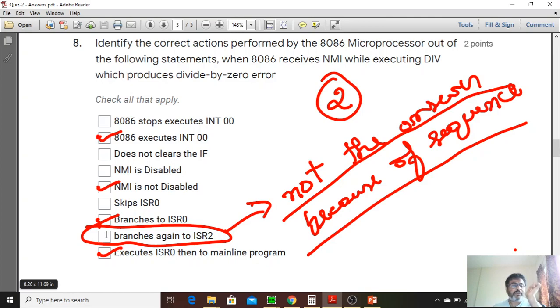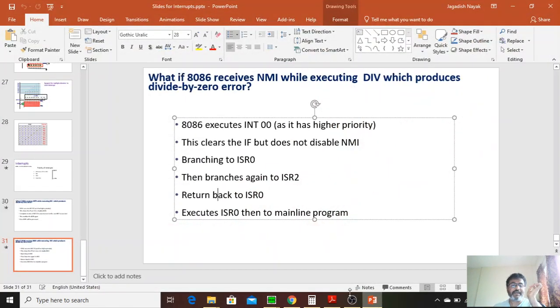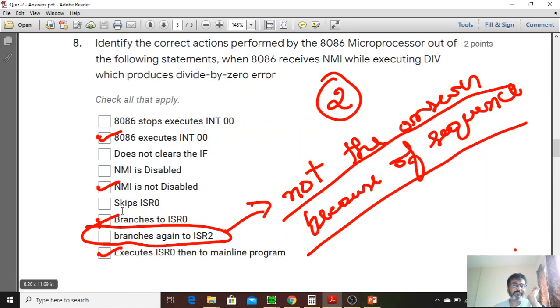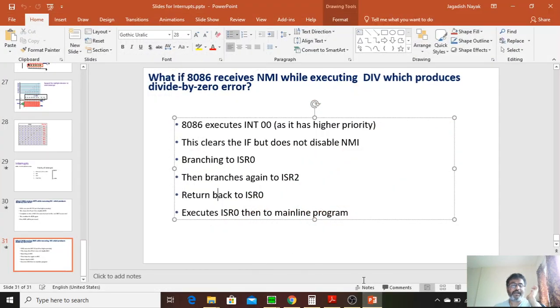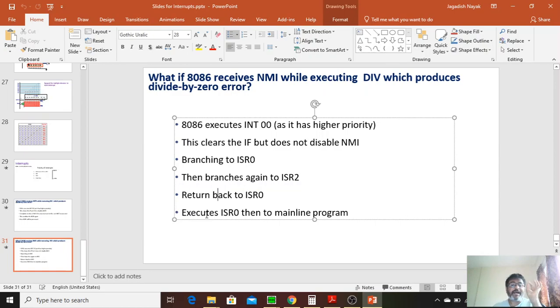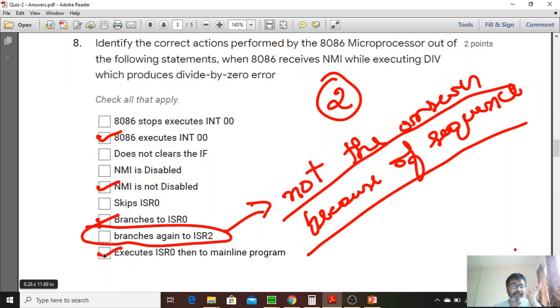So that is not going to be the answer, because this branches to ISR2 happens first and then it goes to ISR0. So in this sequence, branches to ISR0 comes after that, because ISR2 comes first. That's not the correct answer. Then executes ISR0, then to mainline program. So the correct sequence is executing ISR0, then mainline program.